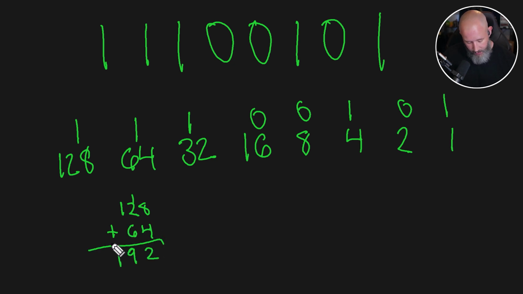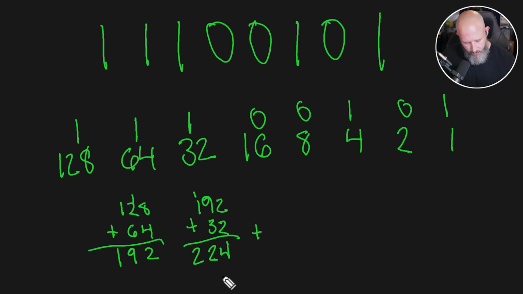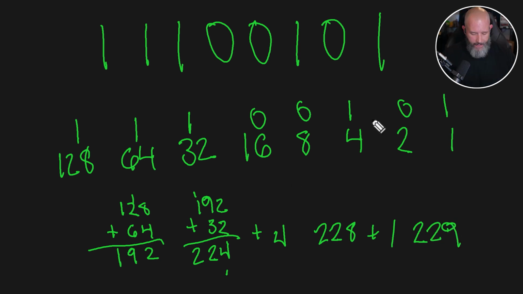All right, and then we're going to take 192 plus 32. That'll be 4, 12, 224. Plus 4 is 228, plus 1 is 229. I believe that's correct.